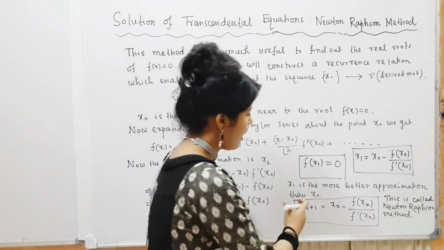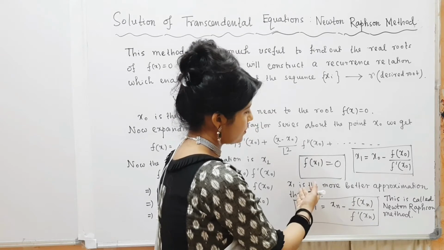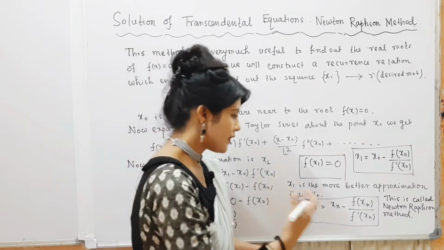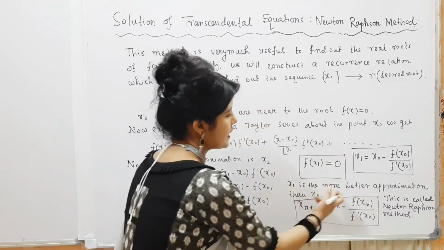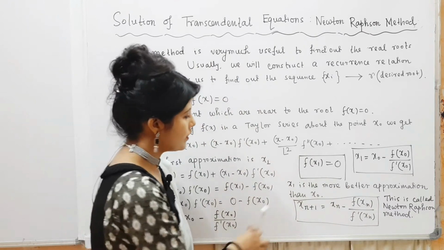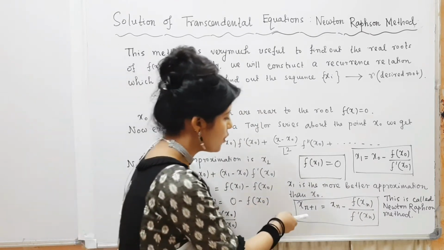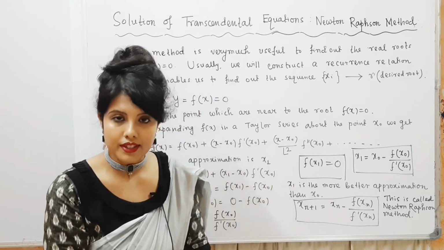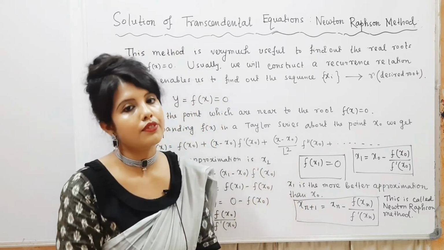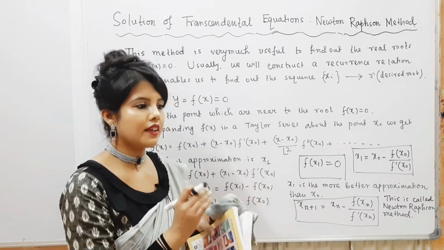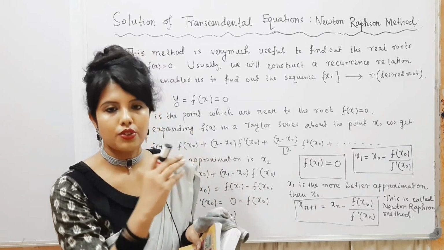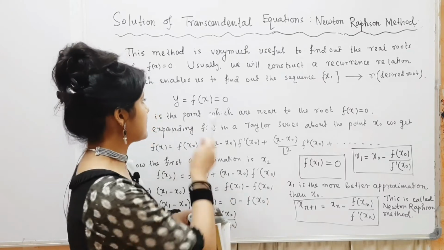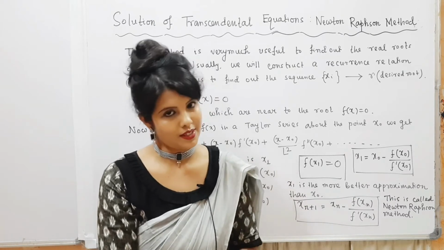Okay, now after some steps, so this x1 will give you a better approximated root than x0. Okay, so after some steps what I am getting is this kind of iterative formula. Okay, now this is called the Newton-Raphson method. Now if you put n equal to 0, it will give you x1. If you put n equal to 1, it will give you x2. N equal to 2, it will give you x3. Okay, and so on, and you will gradually notice that this x0, x1, x2, x3 will converge to a root. So that is the root of the equation f of x equal to 0.